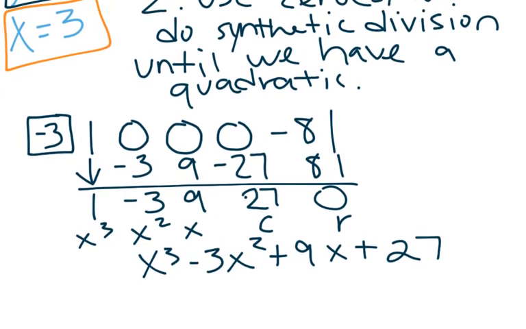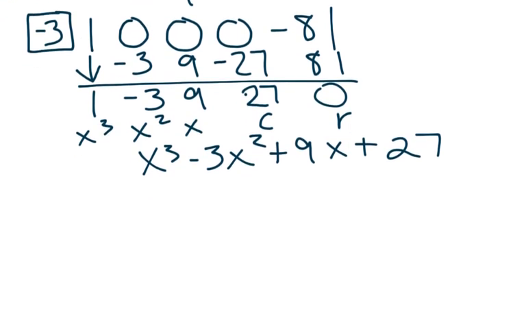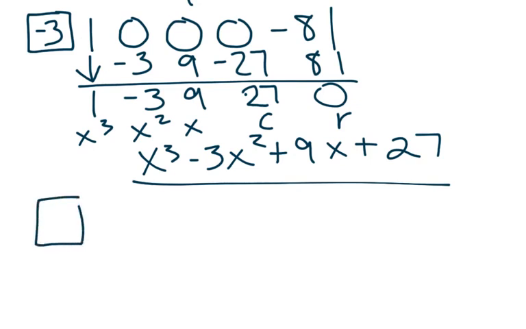We have a cubic, so now we're going to use the other zero. We're going to take the remaining zero, the 3 one, and do synthetic division on the cubic that we have left. In our box is the other zero we haven't used, and then I'm going to write out my coefficients. The number in front of x cubed is 1, the number in front of x squared, negative 3, the number in front of x, 9, and the constant, negative 27.